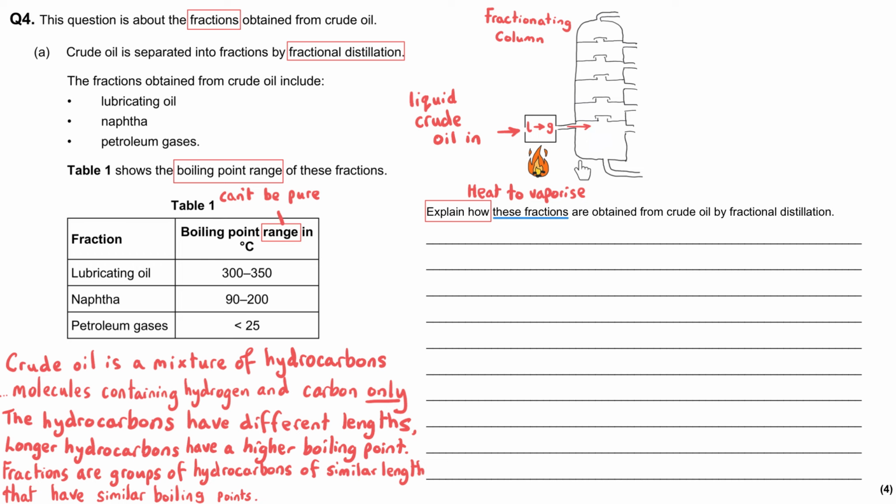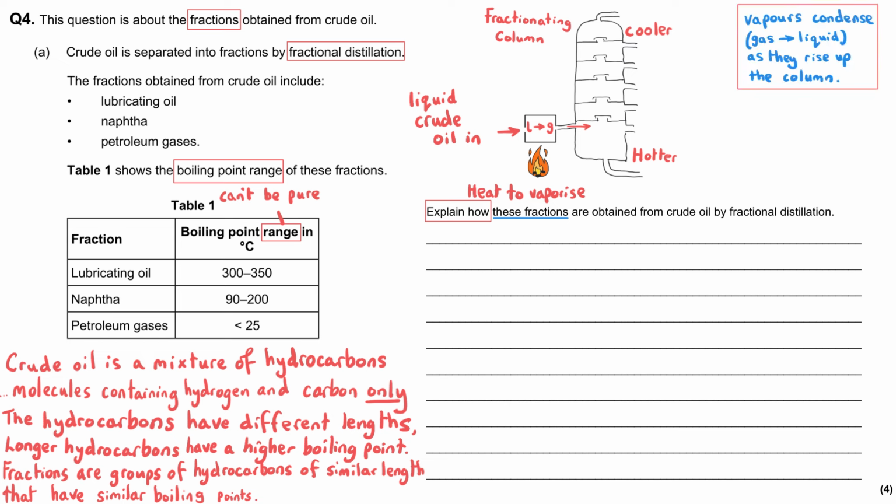Now, this column is hotter at the bottom and colder at the top. So as the vapors move away from the bottom of the column, they will cool down. And when vapors cool down, they condense. And that means they'll turn back from a gas into a liquid. Now, the subtlety for this question here is it asks how these fractions are obtained from crude oil by fractional distillation. So we need to link it to these 3 named fractions.